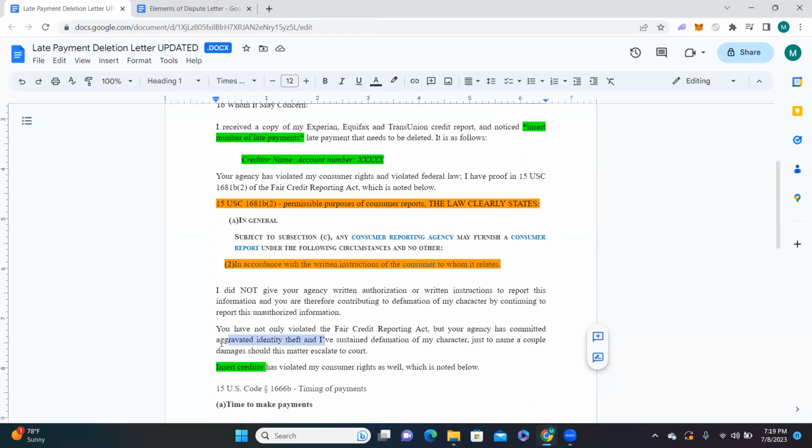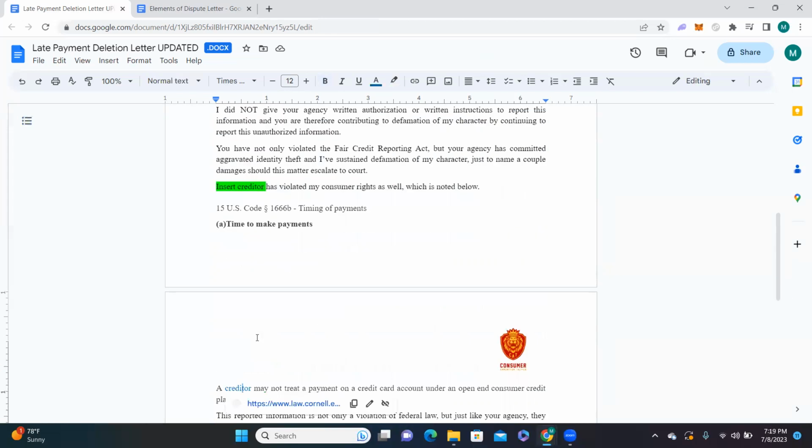All right, and then in this template letter, we let them know about aggravated identity theft. We let them know about the specific creditor, right? We said they violated our rights. This is a law that we use to remove late payments pretty consistently. 15 USC 1666B. It's a timing of payments law.